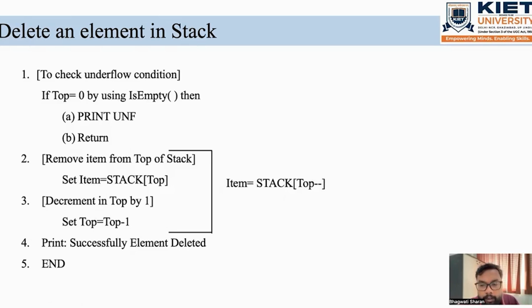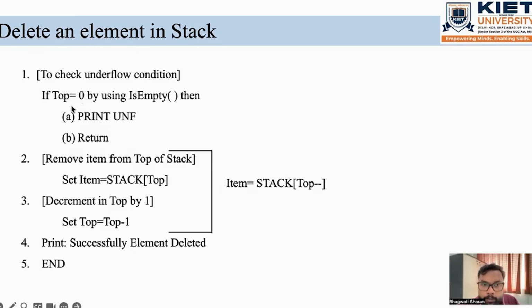Suppose we want to delete an element from the stack. When we are removing something, there should be some element available. So to check whether any element is available or not, we check the underflow condition. Underflow means no element is available, so we cannot remove anything. If top is equal to 0, the stack is empty, meaning no element is there, so we cannot remove any element. That represents underflow.